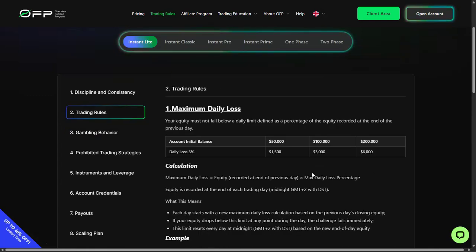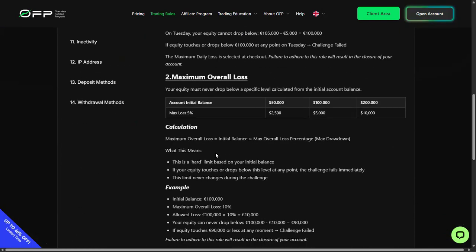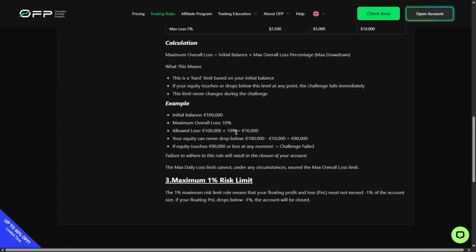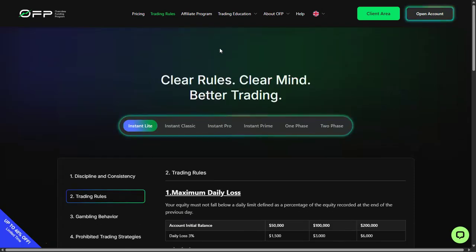That's basically it for the rules. Now, your daily limit or daily loss: this is what you're allowed to lose, and what you want to lose depends entirely on you, as long as it's still capped by the platform's daily maximum loss. The 1% risk rule means that your floating profit and loss must not exceed 1% of the account size. If your floating P&L drops below 1%, the account will be closed. This is the 1% rule that actually exists in the firm.